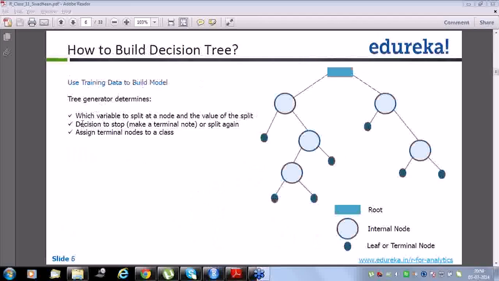The second important question that might come to our mind is the decision to stop. Where to stop this tree? At what point do we not get more branch nodes or more leaf nodes, and assign a terminal node to a class? How to do that?